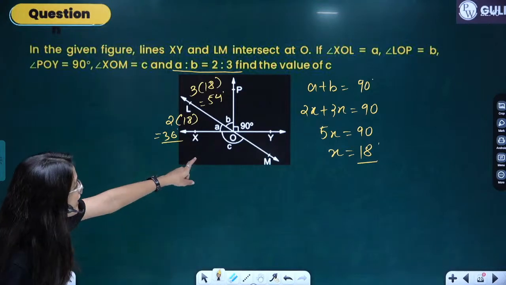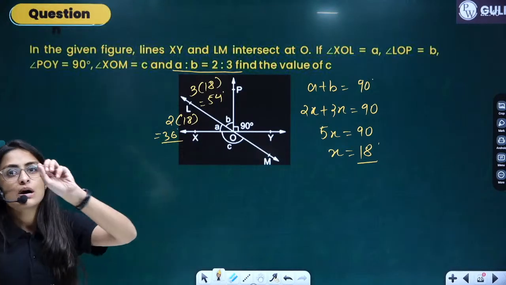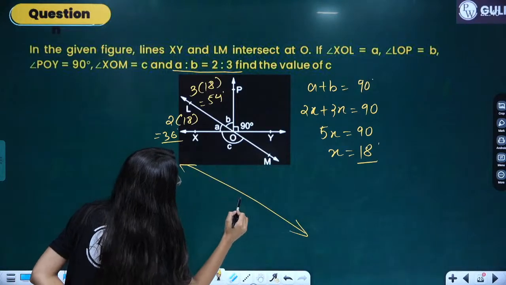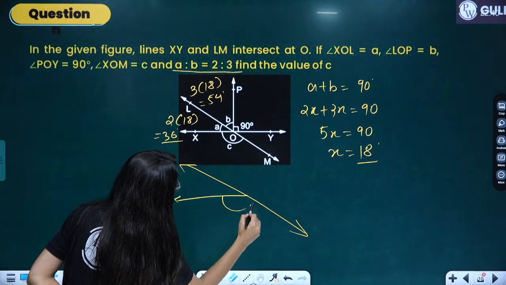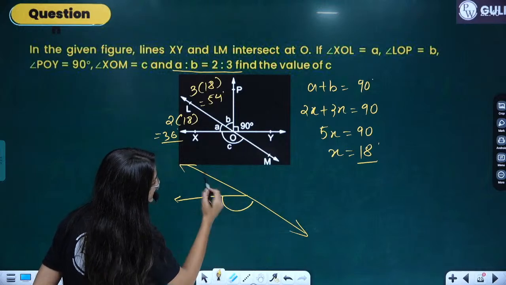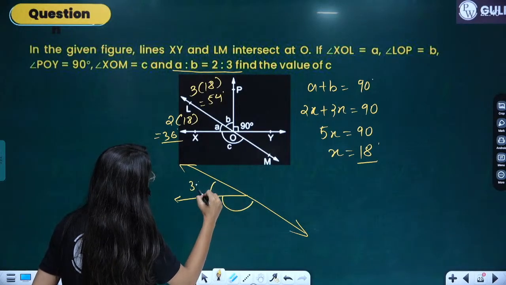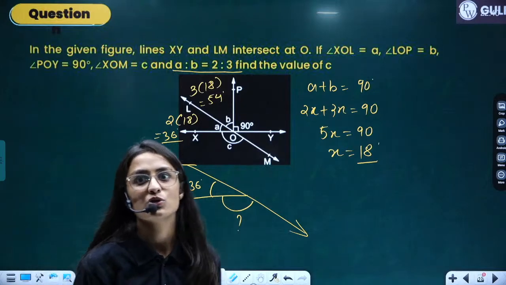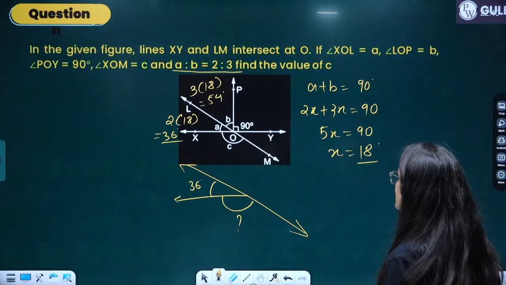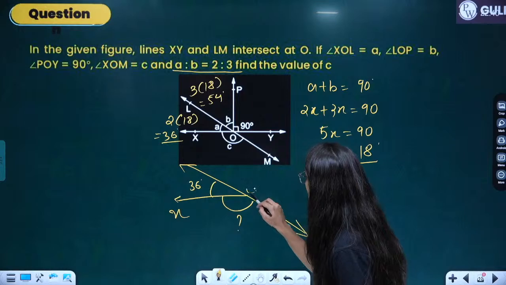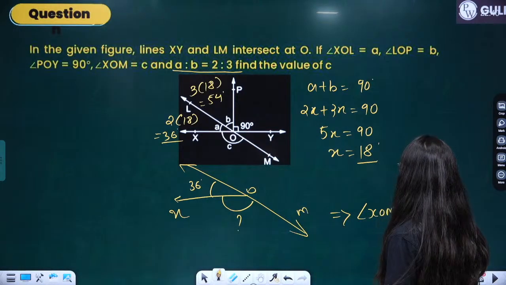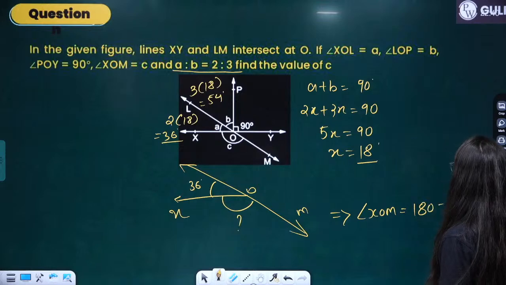So A is 36, B is 54. Actually, it's very simple. See, you have one more line going, where you find this x. So this is a linear pair again, and this equals 180.